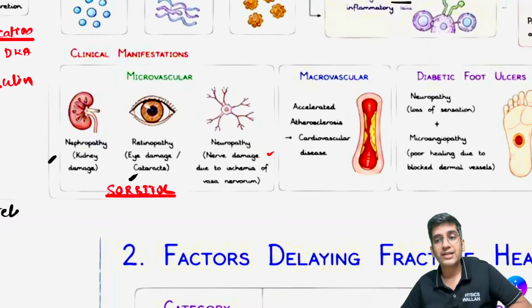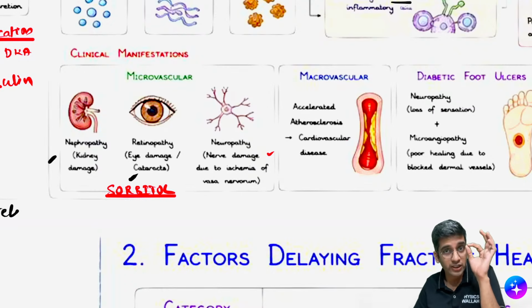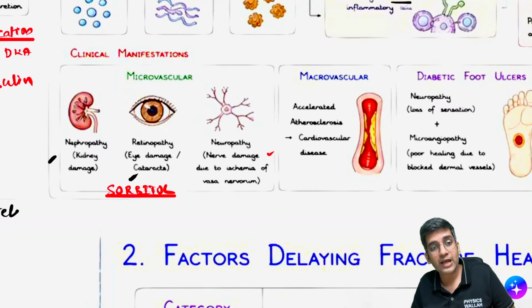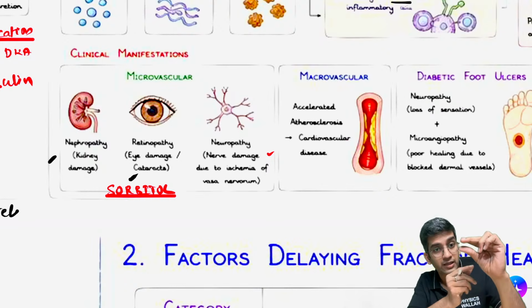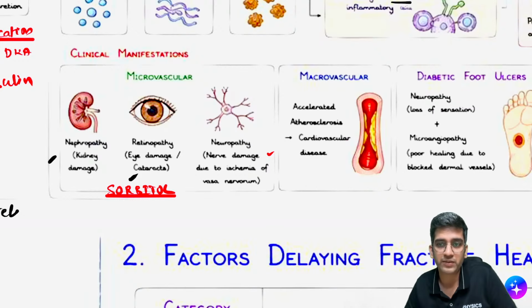Neuropathy. Again here, it's not due to the damage of the nerves per se. It's the vascular damage which destroys the nerve. Nerve is there. There should be a vessel supplying the nerve, right? That vessel will be damaged. So I'll have neuropathy there. Fine.